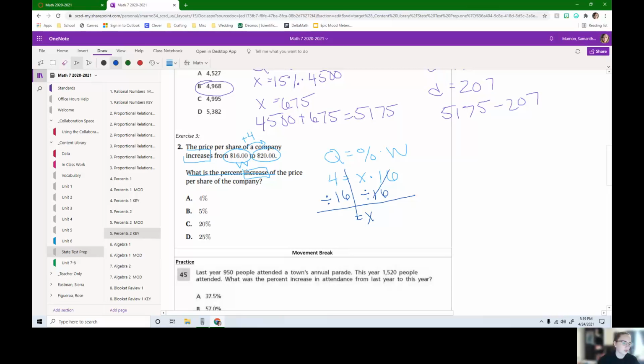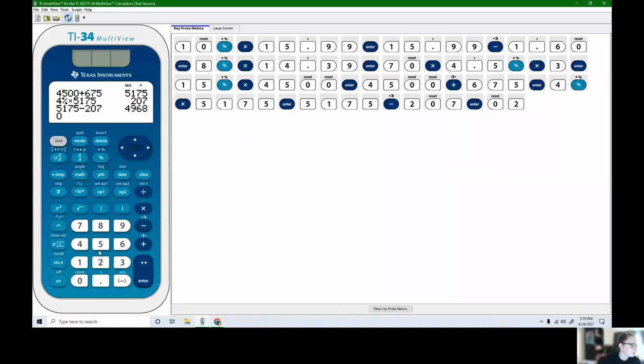That's a decimal. We can change it to a percent by moving it over, or on our calculator, we can type in 0.25 and then do second. Oh, my decimal didn't go. We can actually change that by going second, percent, enter. And it will tell you it's 25%, choice D.